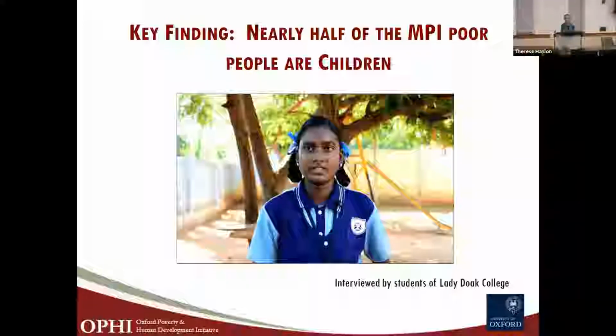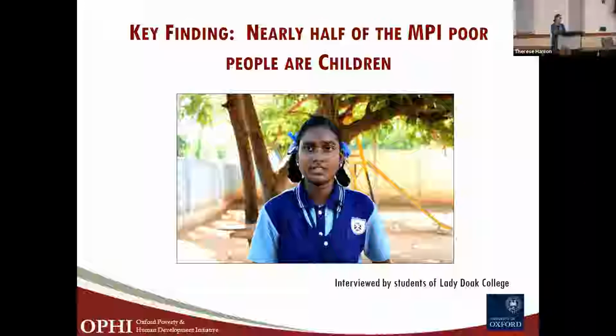We did this because this year we found a very sad finding, which is that of the people who are multidimensionally poor, nearly half are children. And so we start with a case study of children by children. So this is Amuda. Her name has been changed, but with her family's consent, they're very happy to be the subject of discussion.